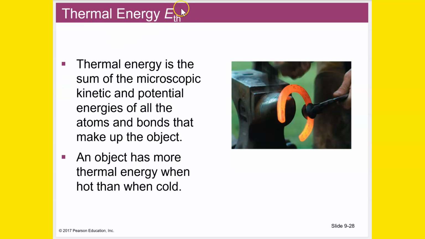Thermal energy. The symbol for that doesn't have any kind of special symbol. It's just E with a subscript TH. So E_TH, E sub TH, is thermal energy. Thermal energy is the sum of the microscopic kinetic and potential energies of all of the atoms and bonds that make up an object.